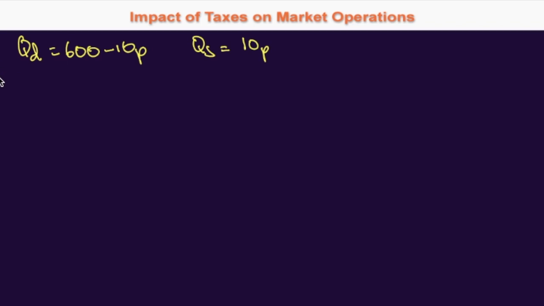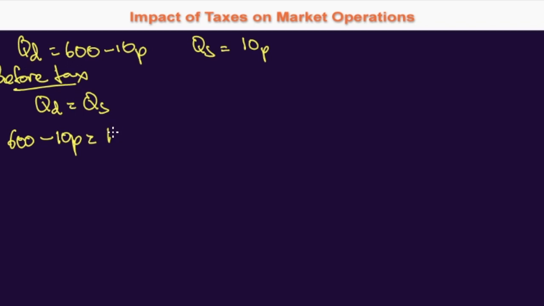So for before tax, we all know at equilibrium, quantity demanded is equal to quantity supplied. And quantity demanded, if we substitute, is 600 minus 10p, which would be equivalent to 10p for quantity supplied. So 10p, if it goes to this side, it will be 600 equivalent to 20p. So price would be equivalent to 30 rupees.